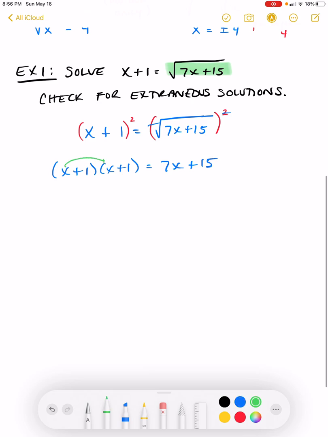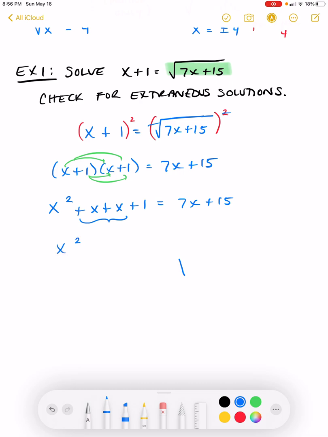So let's go ahead and double distribute, all right? And what's going to happen is we're going to get x squared plus 1x plus 1x plus 1 equals 7x plus 15. So we're going to subtract 7x. Oh, I'm getting ahead of myself here. Let's go ahead and combine like terms, and we get x squared plus 2x plus 1 equals 7x plus 15. All right, so now at this point, what I'm working on is getting this equation written in standard form.